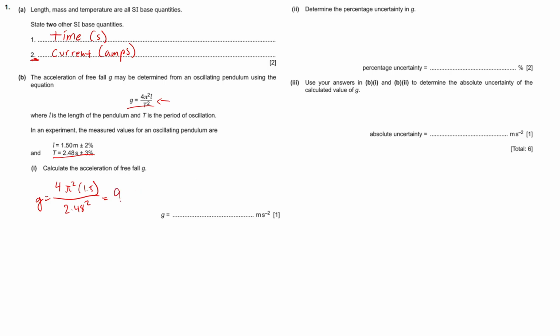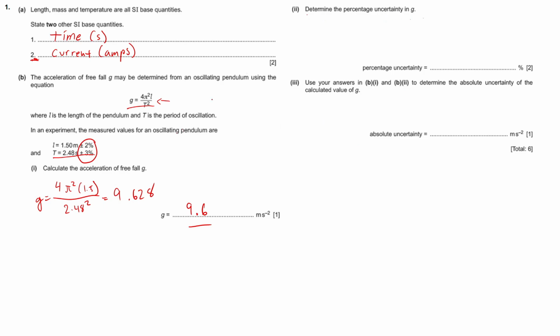And then you get 9.628, which is near 9.81, but there's uncertainty here, so not necessarily incorrect. For FRQ questions, you should always remember to round to 2 sig figs, unless otherwise stated. Even though it says 3, just do 2. Anyway, determine the percentage uncertainty in g.